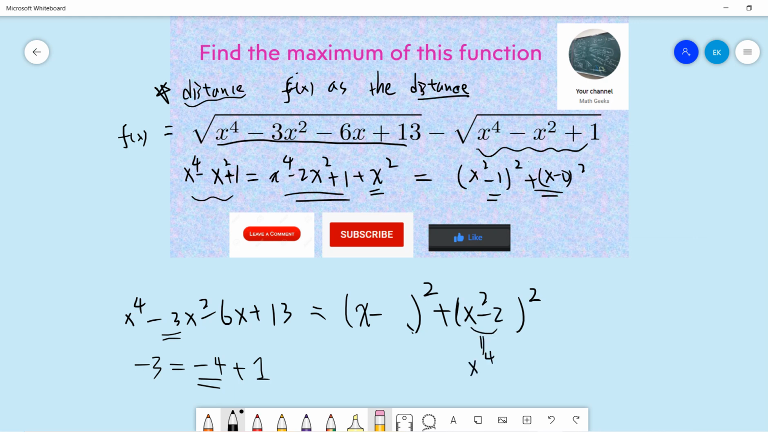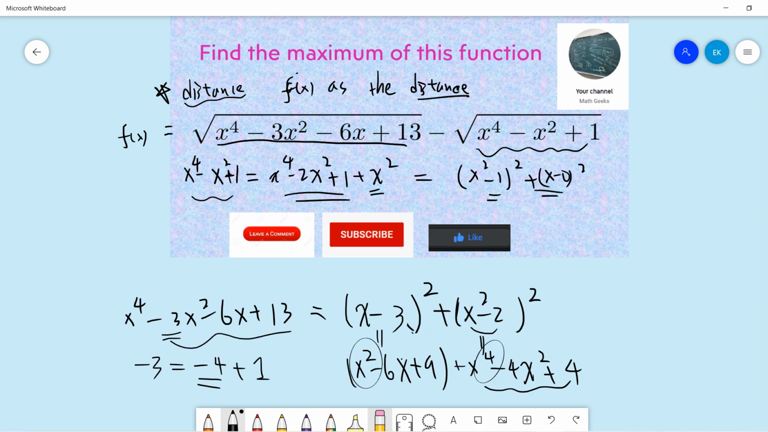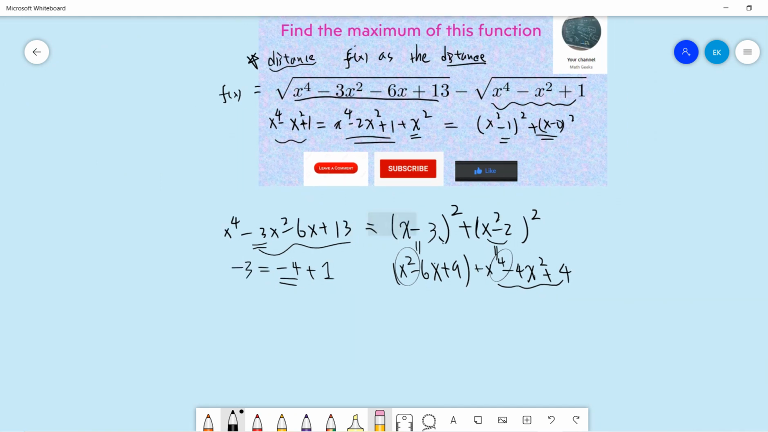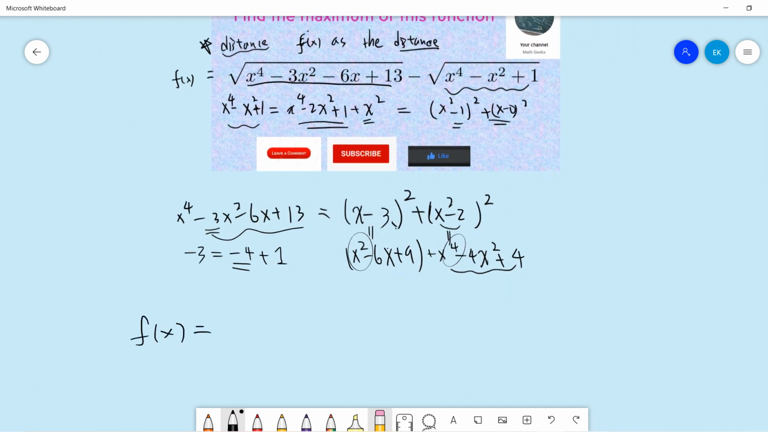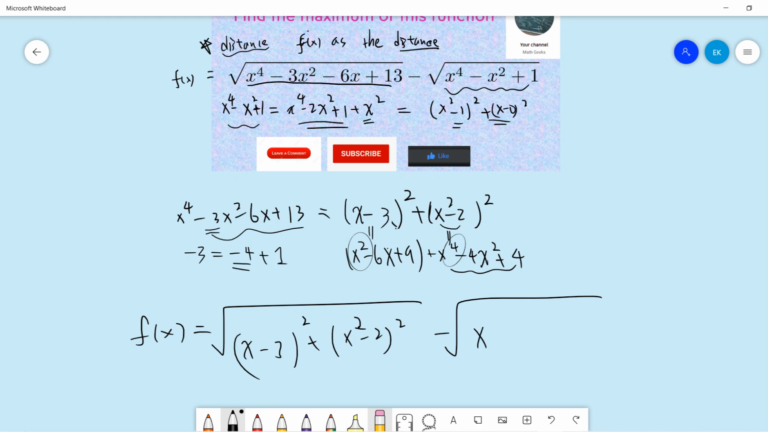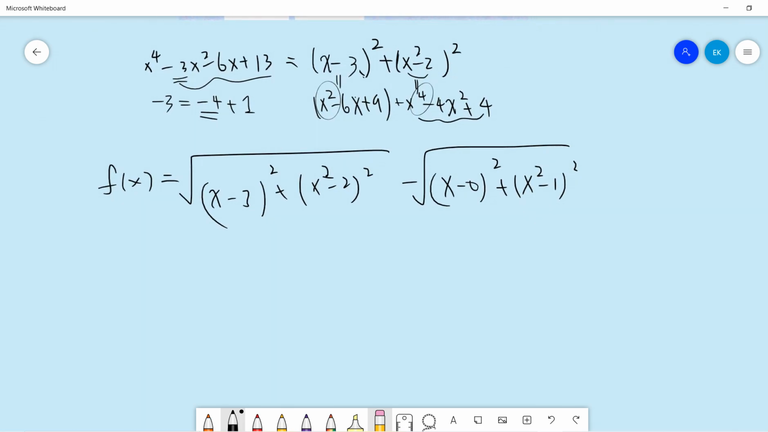Because it contains x to the fourth plus 4x squared plus 4, and I can view the other as 3, so this is x squared plus 6x plus 9. Combining these two, you get this. So amazingly, f of x can be written as x minus 3 squared plus x squared minus 2 squared, minus x minus 0 squared plus x squared minus 1 squared. Now we have a beautiful picture.